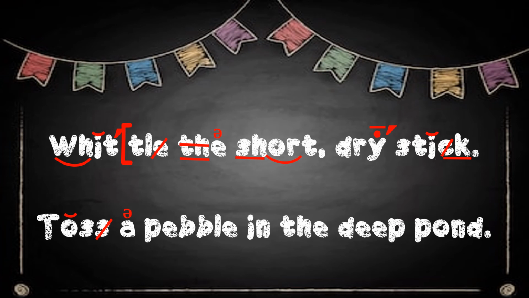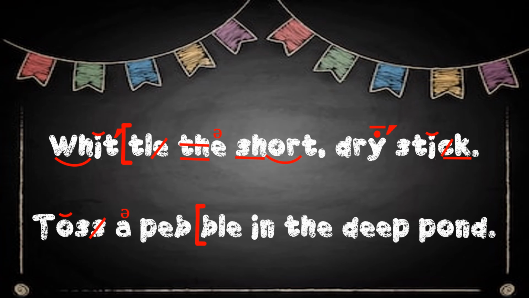Ooh, we have final stable syllable B-L-E. So we're going to bracket it in. We're going to cross out the E because it is silent. And we're going to put an accent mark before the bracket. Now let's look for our vowel. And it's followed by a consonant. So we're going to code it with a breve.